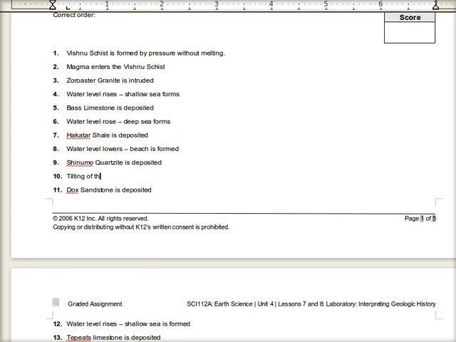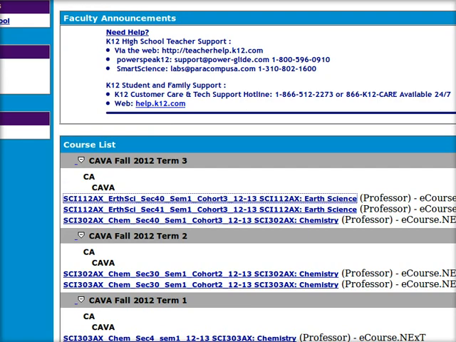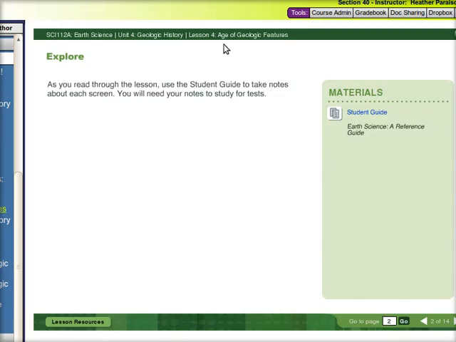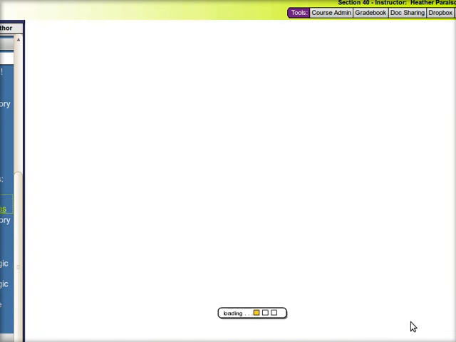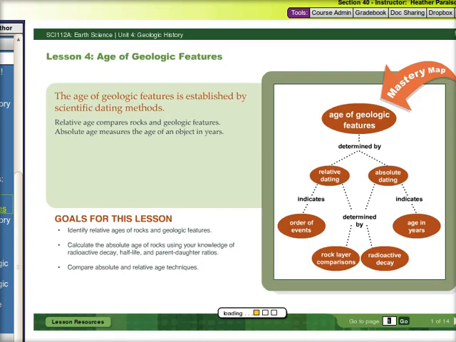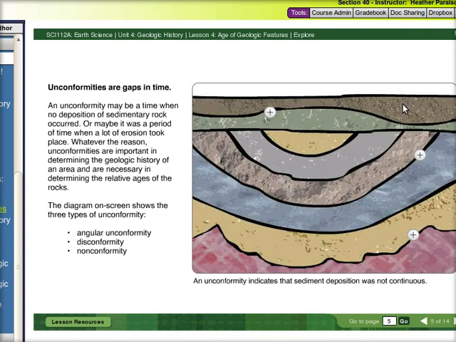Tilting of the, it's not the entire earth or anything. We'll say the rock. Some sort of tilting. And if we look at our lessons, let's see if I can find that. I think it was 404. Let me pause the video and come back once I've found it. Okay, so lesson 404, page 5, it shows you these different unconformities.